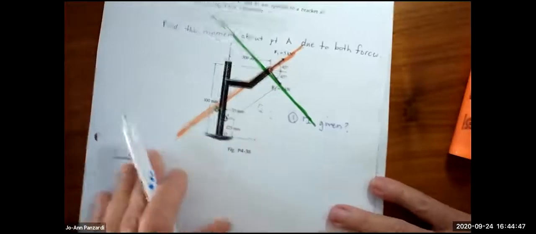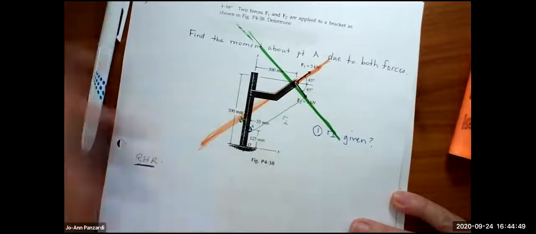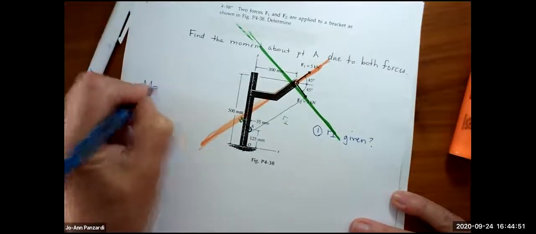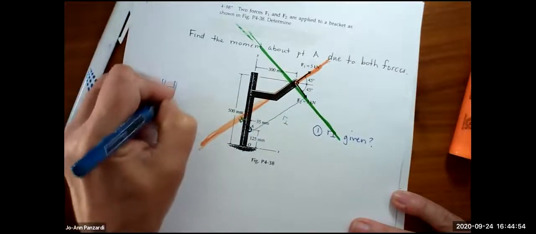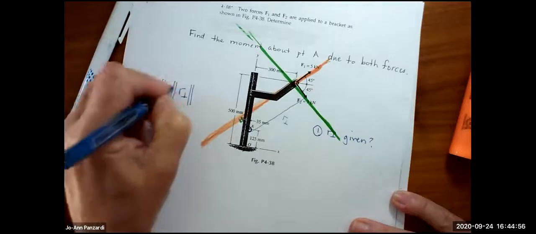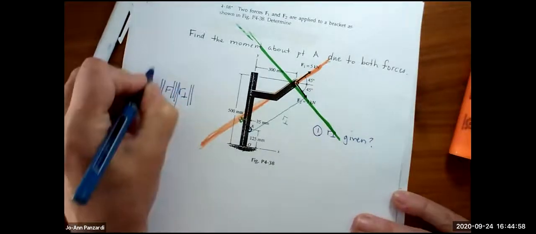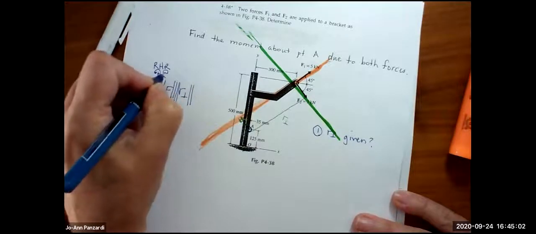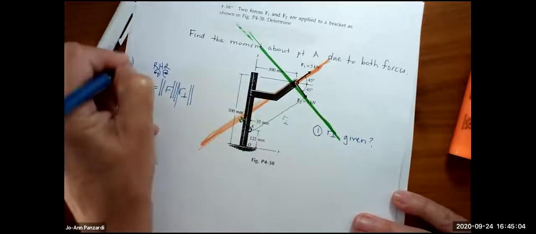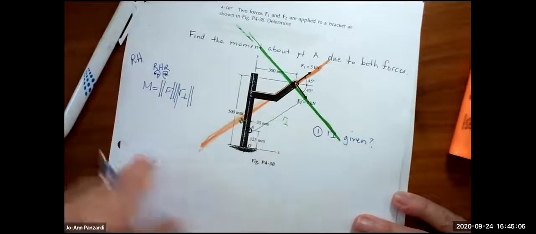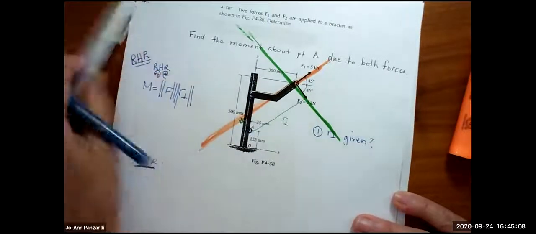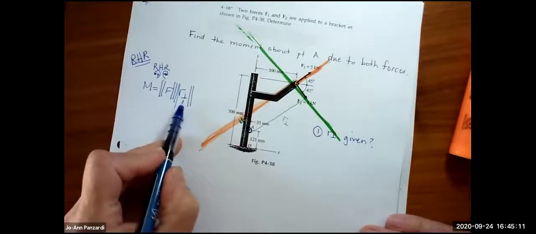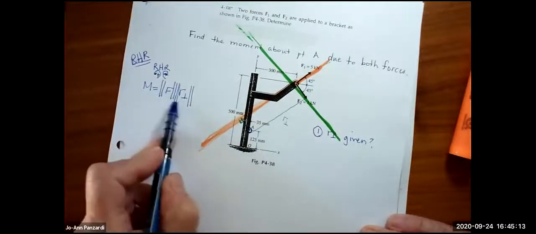Because remember that in order to calculate the moment, it's the absolute value of the force times the absolute value of the perpendicular distance, and then you use the right-hand rule to find whether it's positive or negative, right? These are the steps for finding moments by right-hand rule. So if the perpendicular distance is given, then we could go ahead and find the moment.